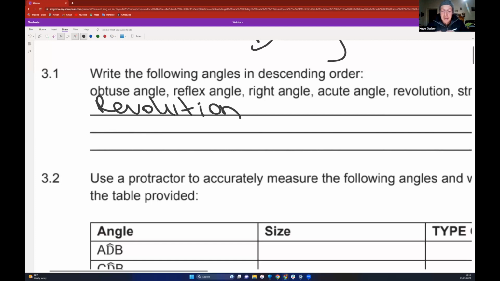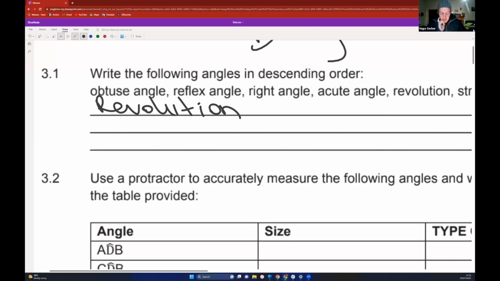The reflex angle is bigger than 90 degrees. But what's also bigger than 90 degrees? A straight angle is also bigger than 90 degrees. But reflex is bigger than 180. So reflex is even bigger than straight. Okay?